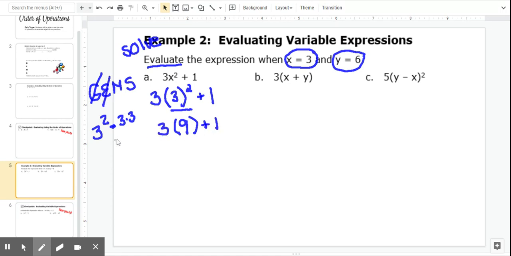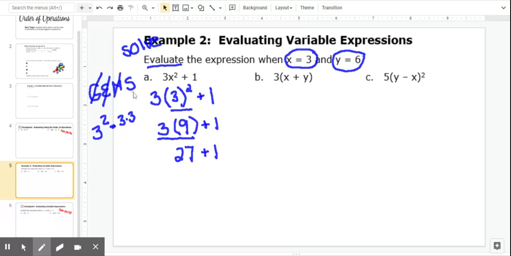Exponents are done. M stands for multiplication or division in order from left to right. So I say this 3 times 9 here. 3 times 9 gives me 27. Bring down the remainder of the problem. I don't see any other multiplication or division, so I can move on to the last step.